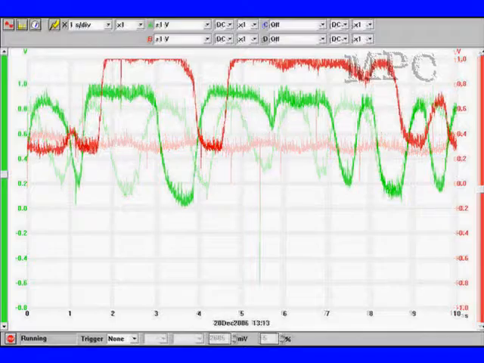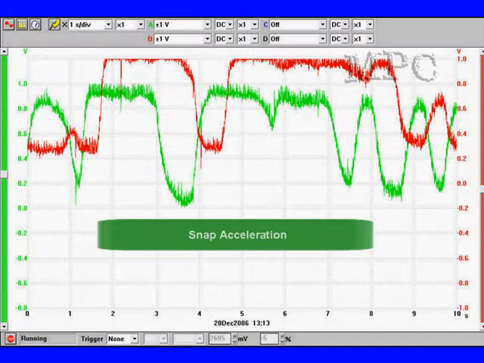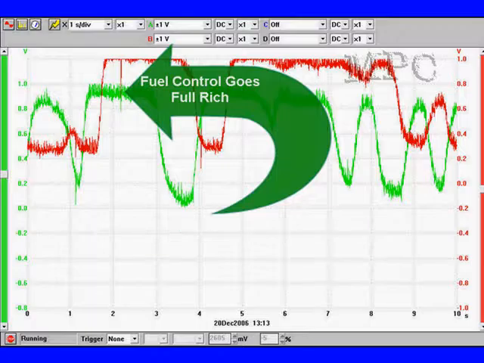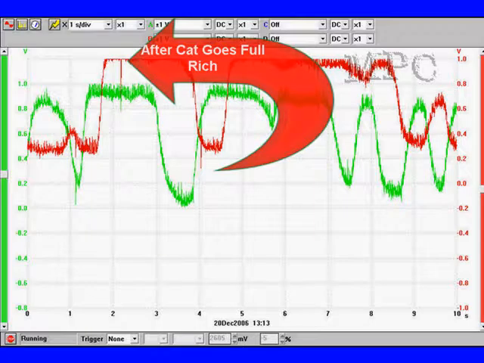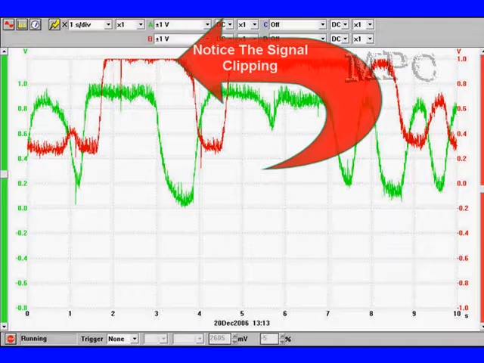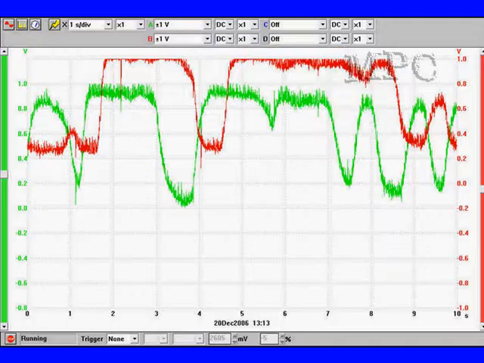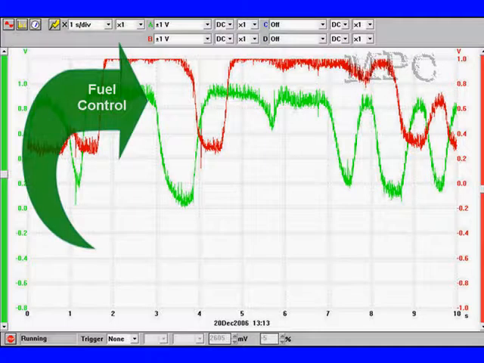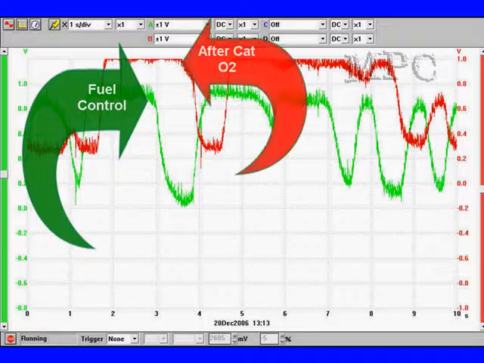Why? Let's do a snap accelerate and we'll show you why. When we do a snap accelerate, both sensors go full rich. The fuel control is full rich and the aftercat goes full rich, almost at the same time. Notice we have some clipping. JTEC can go over 1 volt when the oxygen sensor is a little cool. Fuel control drops lean right here. We have a significant time delay before the aftercat drops lean.